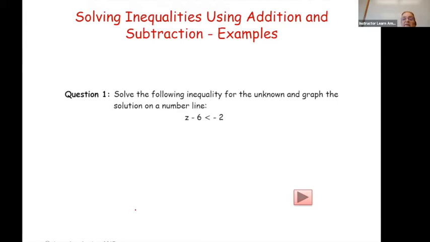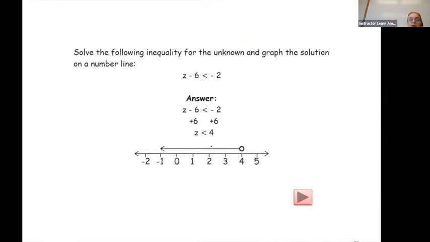Supposing we want to solve the following inequality for the unknown and graph the solution set. To isolate the z, we have to add 6 to both sides. Adding 6 to both sides, we would have z is less than 4, because remember, we're adding the same thing to both sides of the inequality, so we're not changing the order of the inequality. To graph z is less than 4, we show the arrow going to the left, but since it's less than but not equal to, remember, we show that as an open circle.